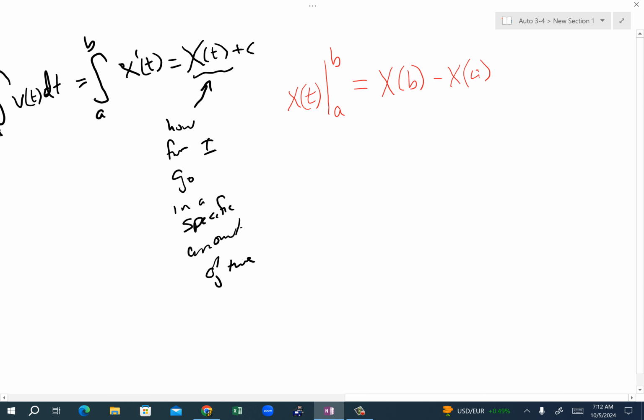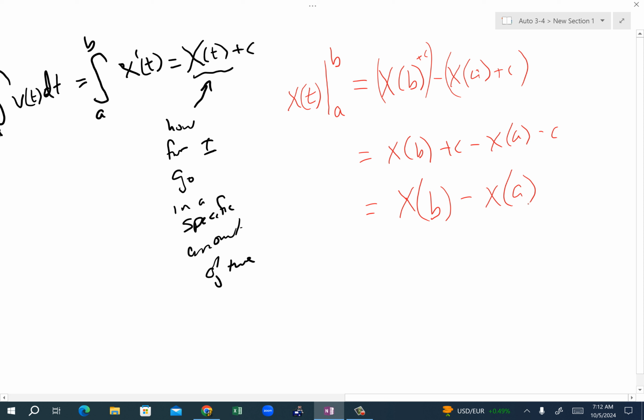Now, why are we doing that? Both of these will have a plus c on the end initially. If you do that, you're going to get X of b plus c minus X of a minus c. And when we get into doing actual integrals later on, actually this coming week, this is what you'll end up with.